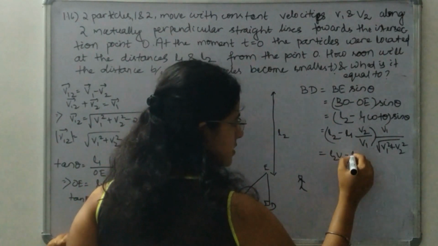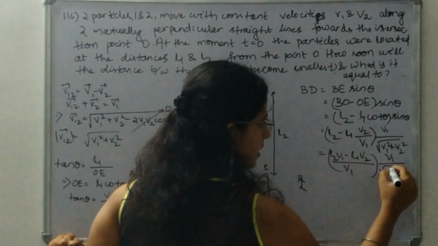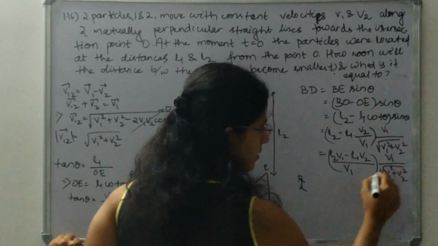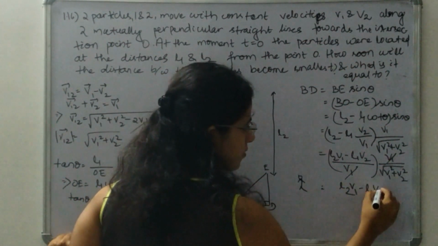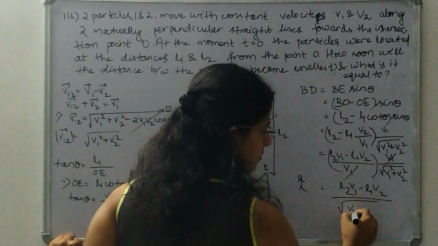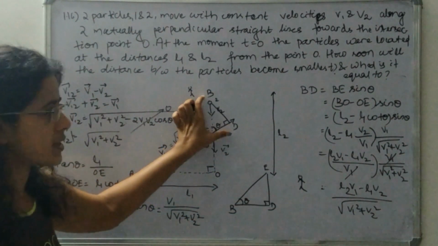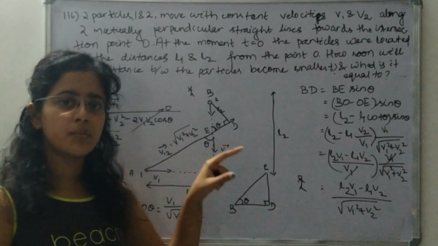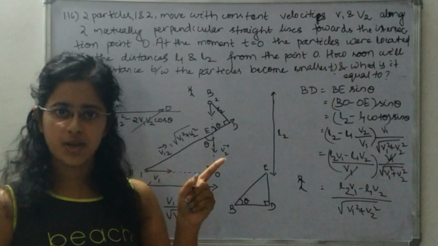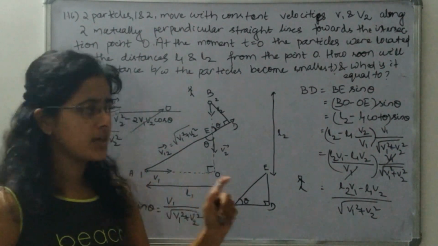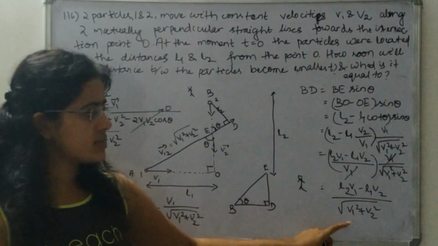So we get L2 V1 minus L1 V2, divided by V1, into V1 divided by the square root of V1 square plus V2 square. V1 and V1 cancel out. L2 V1 minus L1 V2 divided by the square root of V1 square plus V2 square. So this is the smallest distance between these two particles. In method 1, if you put the value of t in the above equation, that is d square is equal to (L1 minus V1 t) whole square plus (L2 minus V2 t) whole square, then you also find this same answer. So the smallest distance between the particles is this much.